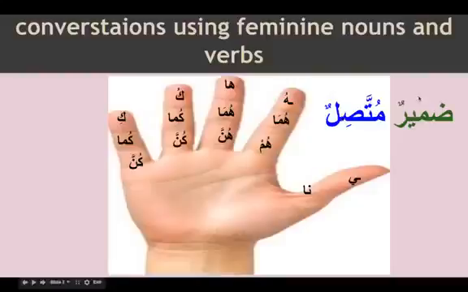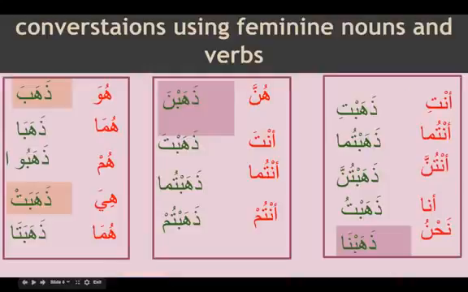Then we have damirun muttasilun, attached pronouns. These are the pronouns which attach themselves to either a noun, a harf jar, a zarf, or a verb. When they are attached to a noun, harf jar or a zarf, they are majroor, and when they are attached to a verb, they are mansoob. So what are these forms? Hu, huma, hum, ha, huma, hunna, ka, kuma, kum, ki, kuma, kunna, i, na.